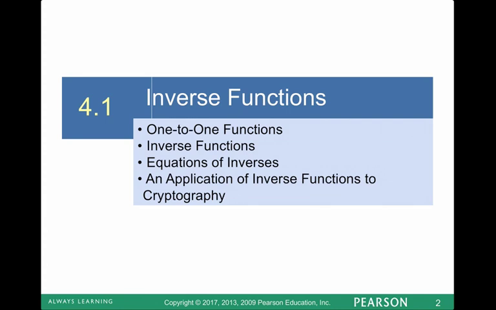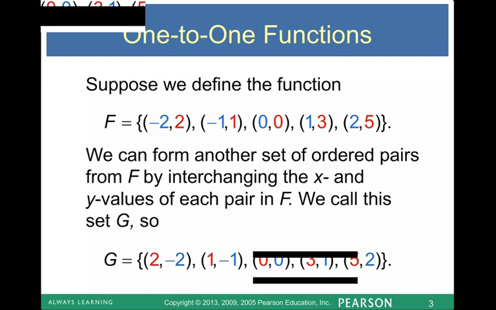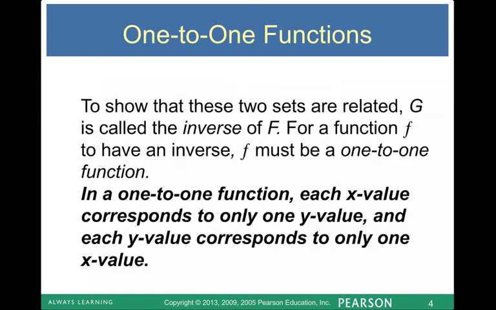Okay, so let's see. Suppose we define this function that you see here in red and blue. We can form another set of ordered pairs by switching the x and y values, and we call it g, right? So we have the red and blue for f, and then for g we just switch the x and y coordinates. To show that these two sets are related, g is called the inverse of f. For a function f to have an inverse, it must be a one-to-one function. In a one-to-one function, each x value corresponds to only one y value, and each y value corresponds to only one x value, right?